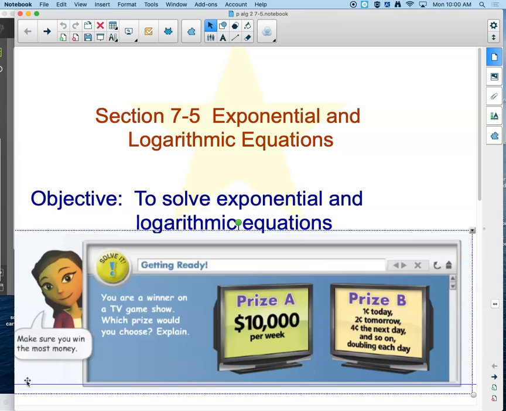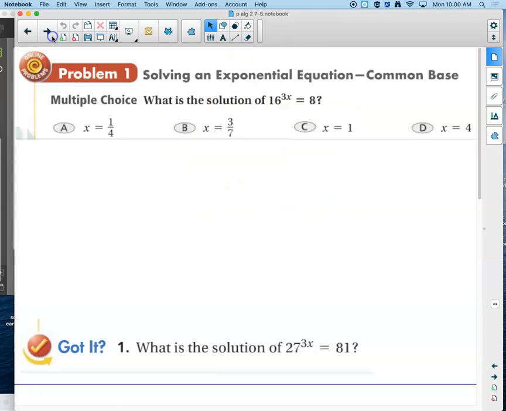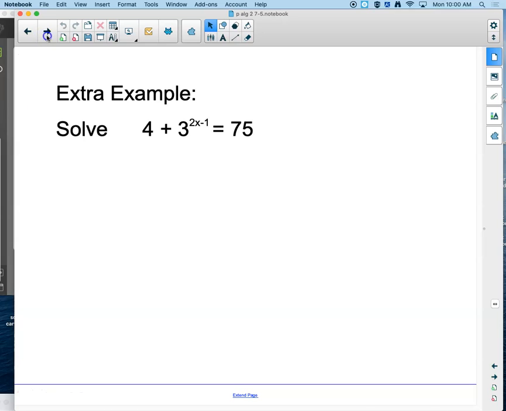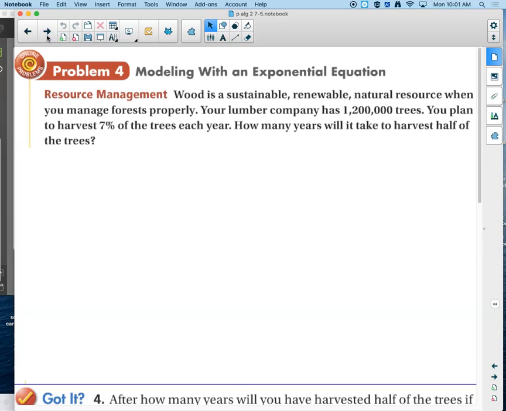So 7.5, we talked about exponential equations on Thursday so that you wouldn't have to watch the video on Friday and you could just go ahead and do the homework. But that means we left those logarithmic equations for today. So we're going to start off with an exponential just to remind us what we were doing last week, and then we'll go into the logarithmic.